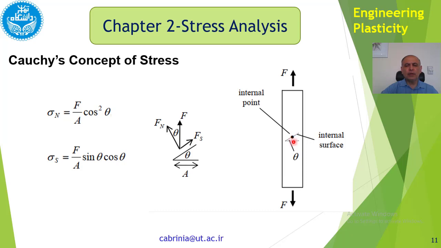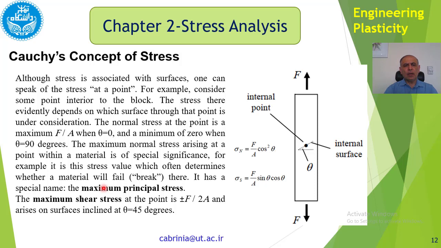Because it's just a point, we want to know what is the stress at that point. But at that point, we have many planes passing through it with different theta, and we have shown that normal stress and shear stress on different planes have different values. So how do we define the stress at an internal point? For example, if we consider this point as shown in the figure, the stress, as I explained, depends on which surface through that point we are considering.